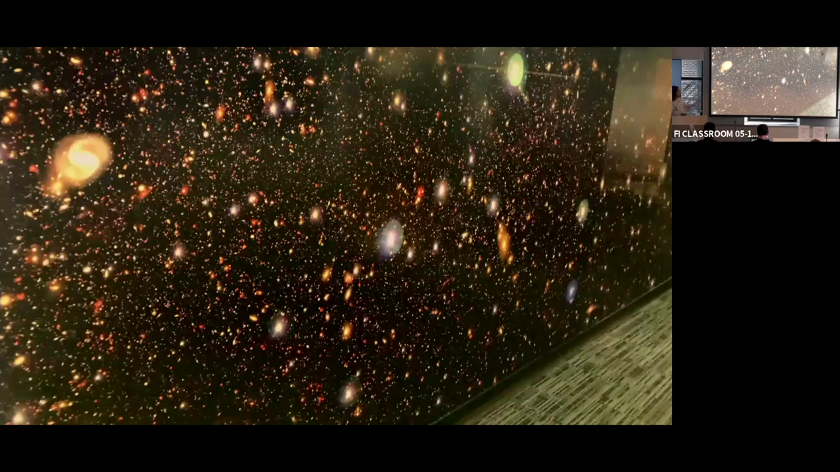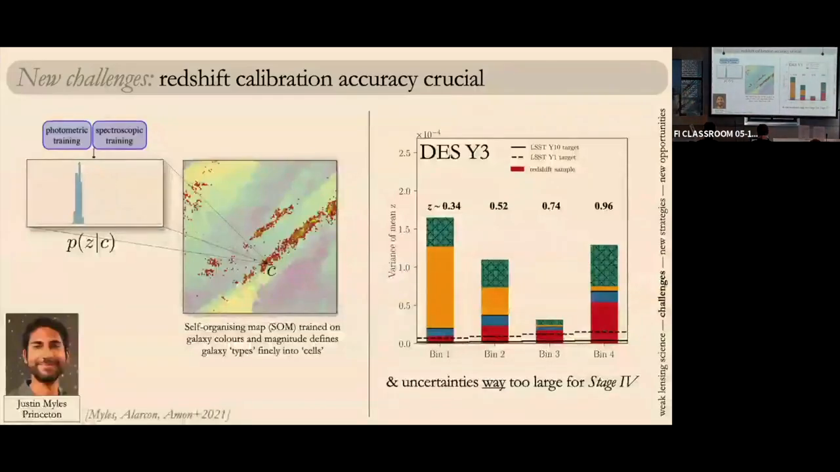And so it's a daily reminder that we need to calibrate the shapes and the distances to all of these blobs that we can barely see in the next 2 years. But really, I wanted to just demonstrate quite how bad this problem is. And this is a lot of the work of Justin Myles.